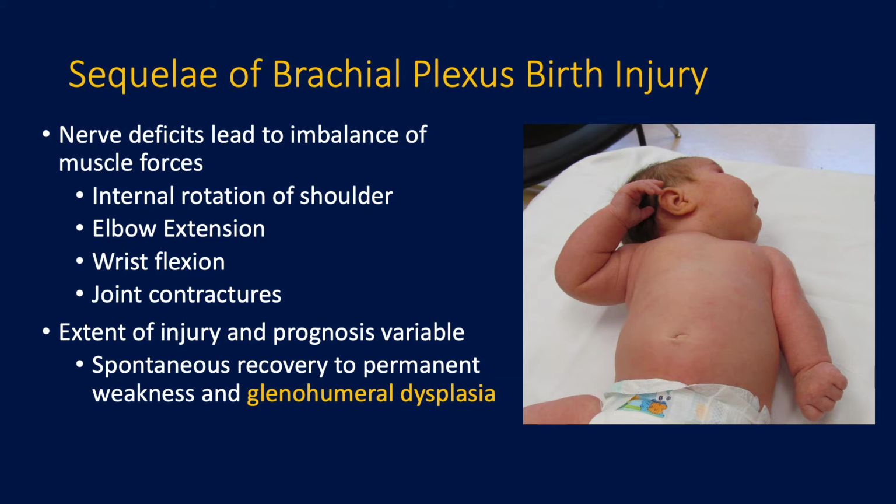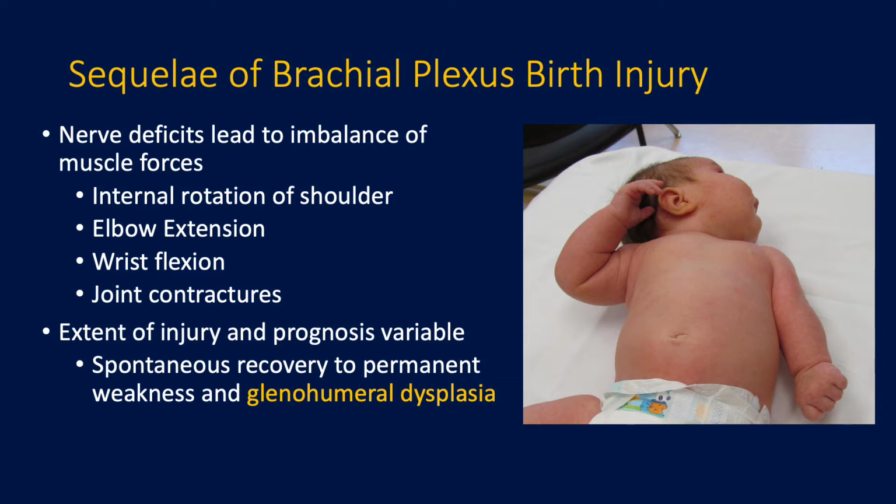Far more frequently, we are asked to image the sequela of brachial plexus birth injury. Nerve deficits occurring because of the damage to the nerve roots leads to an imbalance of muscle forces around the shoulder. This results in internal rotation of the shoulder, extension at the elbow, flexion at the wrist, and joint contractures, as in this child who has an Erb's palsy.